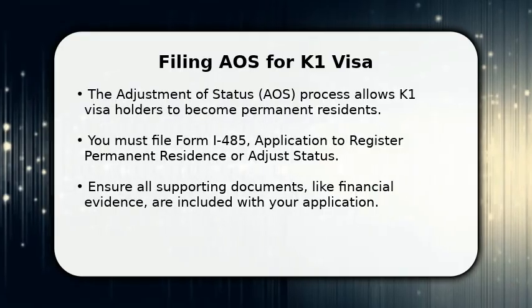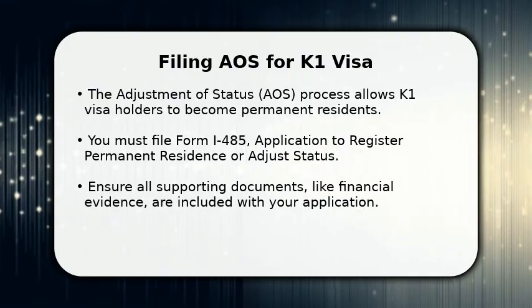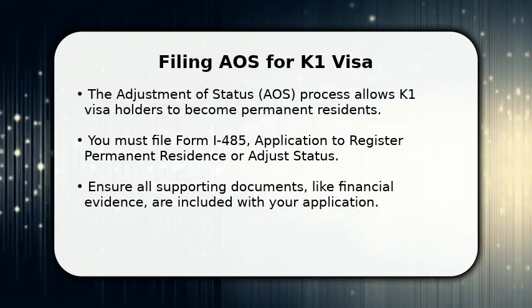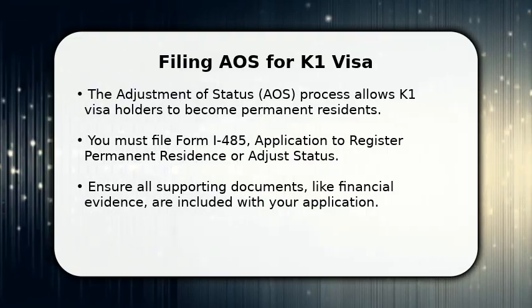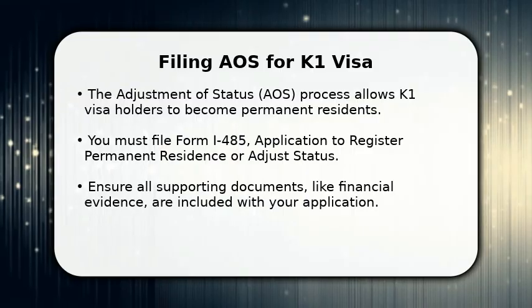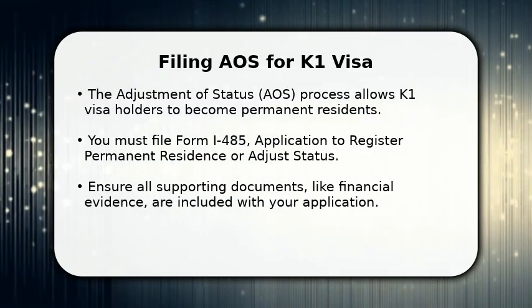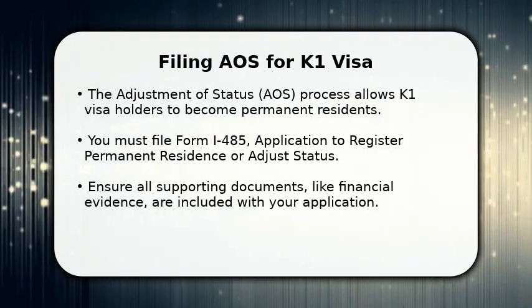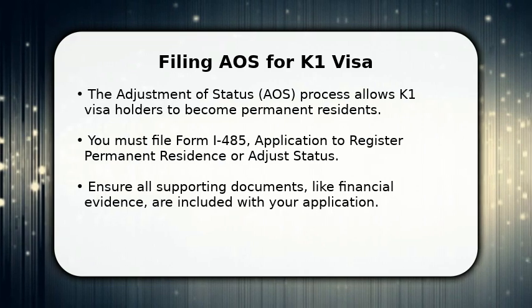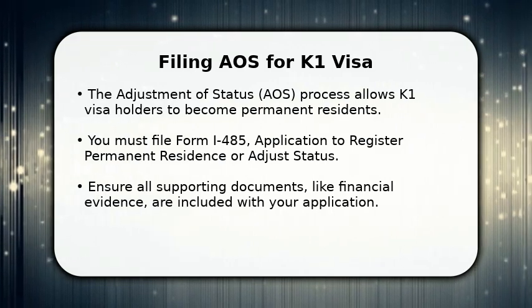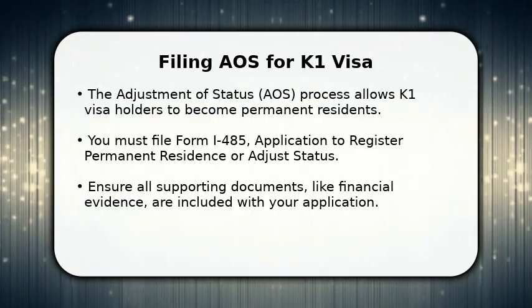In this video, I will explain how to file AOS K1. First, understand that the adjustment of status process is crucial for K1 visa holders seeking permanent residency in the United States. You'll need to submit Form I-485, which is the core application. Gathering all required supporting documents, such as your birth certificate, marriage certificate, and financial evidence, is essential for a smooth process. Pay close attention to the filing fees and submission instructions to avoid delays.